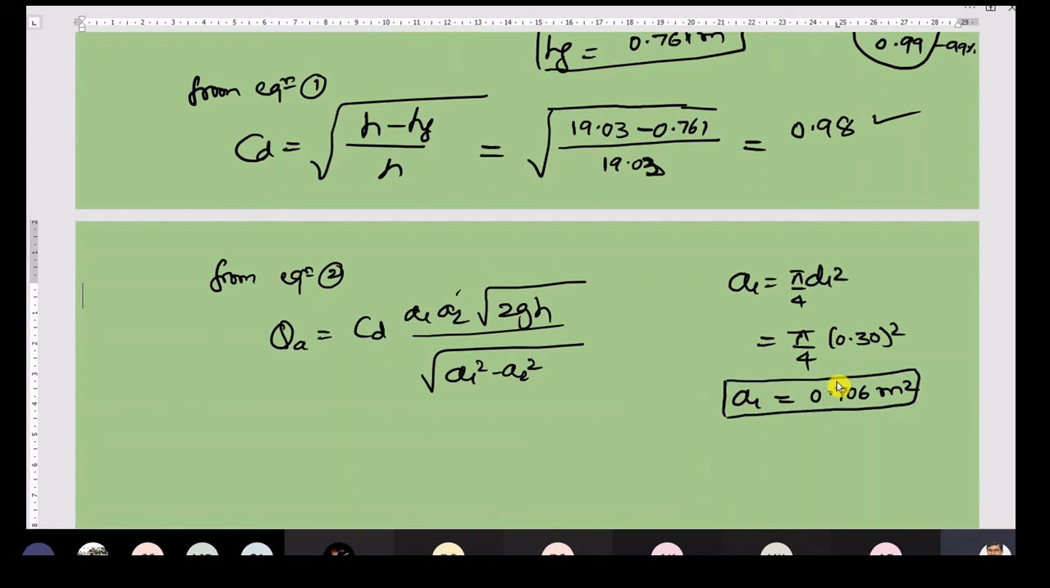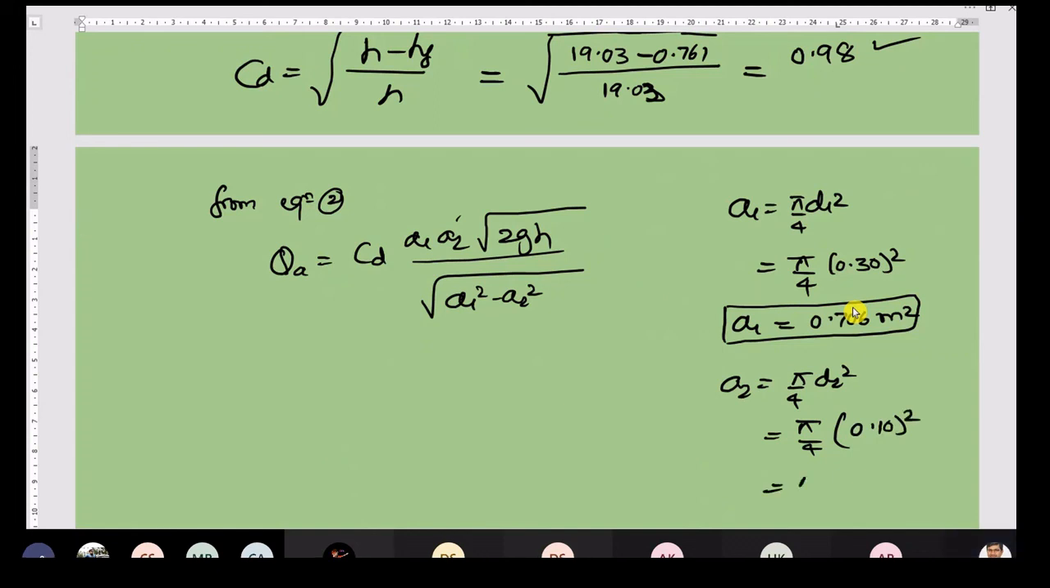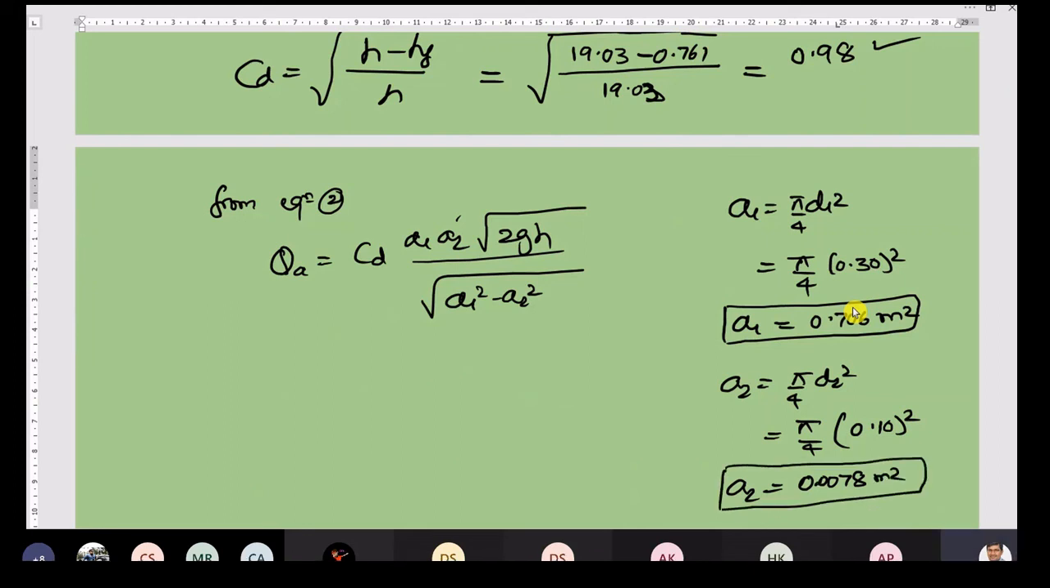Similarly, I will calculate A2 using the same formula, pi by 4 D2 square. So A2 is equal to pi by 4 D2 square. What is the value of D2? D2 is 10 centimeter, that is 0.10 whole square. So A2 is equal to 0.0078 meter square. These are the two values of area at inlet and throat that I will substitute here.